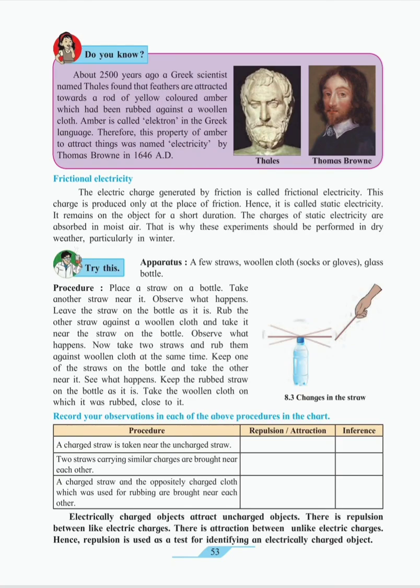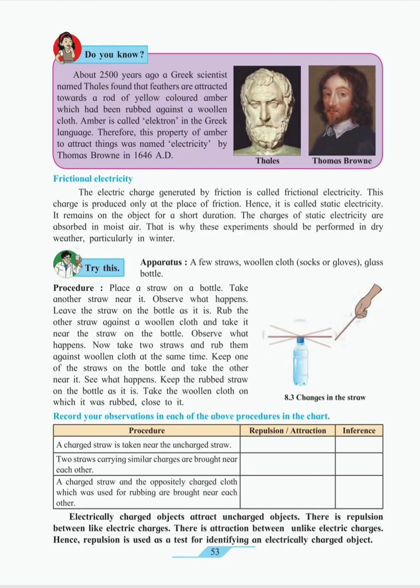When only one straw is rubbed with a woolen cloth, that time it will attract, because one will be balanced, one will be not balanced. So that will be attracting. In the third state, what are we doing? We are taking one charged straw and another material, the woolen cloth. So the woolen cloth is already charged. And the straw is also already charged, but with opposite charges.